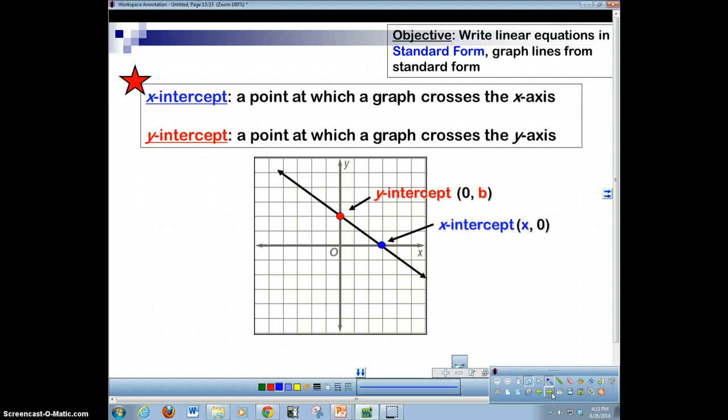I'm going to run through a lot of examples today, guys. One of the things you need to know before we do this, in order to graph these, is what the y-intercept and the x-intercept are. The y-intercept is a point that crosses the y-axis. The x-intercept is a point that crosses the x-axis. So in the y-intercept, y is b and x is 0, and in the x-intercept, x is a number and y is 0. We're going to use that information to graph these when they're in standard form.